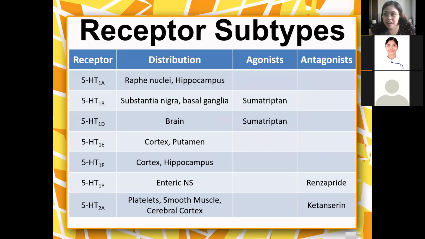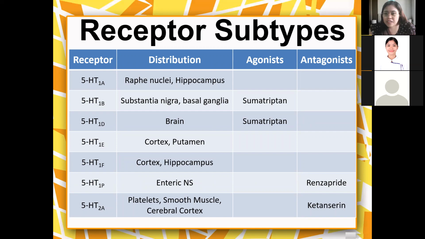Now, these receptors can be found all over the body, but they have major locations. For example, the 5-HT1A are seen in the brain, especially in the raphe nuclei and the hippocampus. The 5-HT1B up to F can all be found in the brain. They can be in the substantia nigra, the basal ganglia, the cortex, the putamen, or the hippocampus. Again, they are all found in the brain.